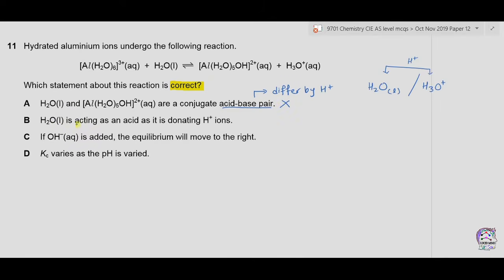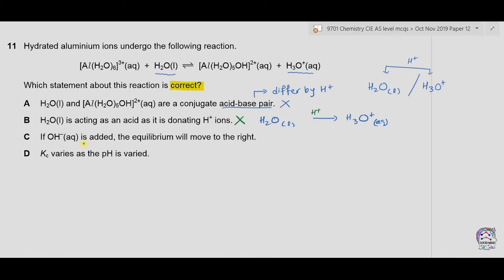B. H2O liquid is acting as an acid as it is donating H positive ions. In the chemical reaction, we can see that H2O liquid converts into H3O positive aqueous. So whenever H2O liquid converts into H3O positive aqueous, it means it is gaining H positive ion. So H2O is actually accepting H plus, so therefore H2O is not an acid, it will behave as a base. So this is also incorrect.